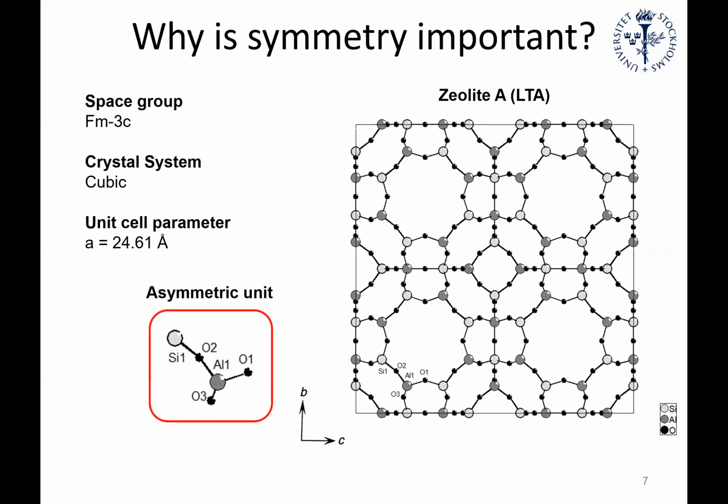But for zeolite A, even though you have 500 atoms in the unit cell, actually there's only 5 unique atoms, 5 atoms in the asymmetric unit. So that means if you want to solve the structure of zeolite A, if you know the symmetry and the space group, then all you need to know are the positions of 5 atoms instead of 500 atoms. So that becomes much, much, much easier.